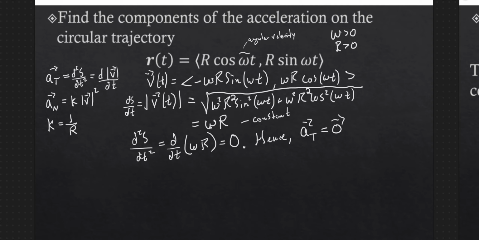So again, we have speed, so that's omega r. So speed squared is omega squared r squared times k, which is 1 over r. So let's go ahead and find now the normal acceleration. Now, by the way, since we could just find acceleration, we could take a derivative here. We could just find acceleration, and that should give us our normal component.